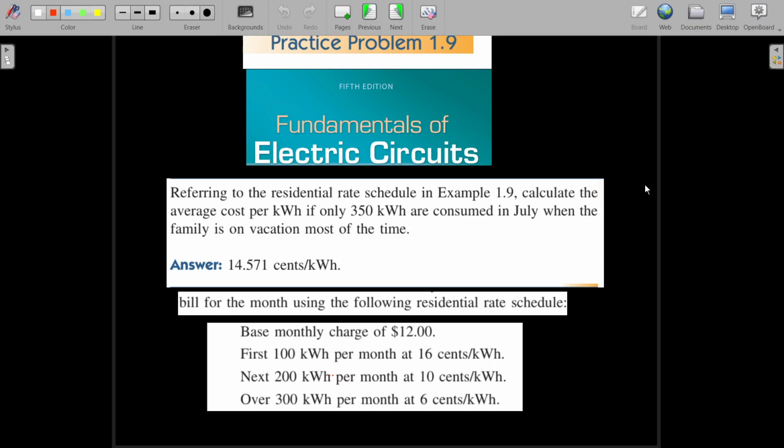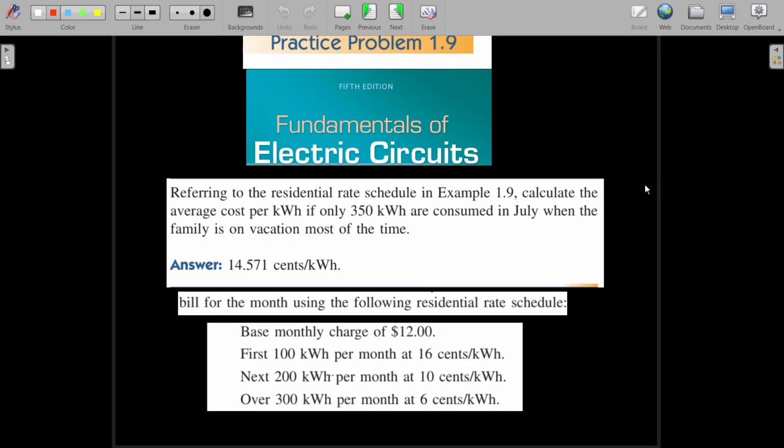The question is: referring to the residential rate schedule in example 1.9, calculate the average cost per kilowatt hour if only 350 kilowatt hours are consumed in July when the family is on vacation most of the time. The answer is also given. Let's solve the problem and check whether we get the same answer.